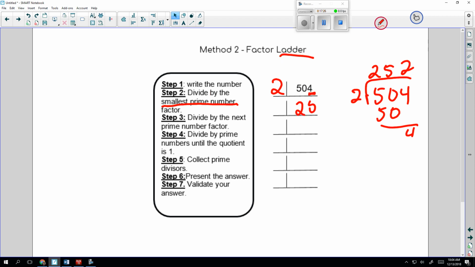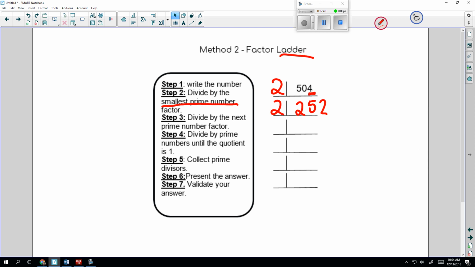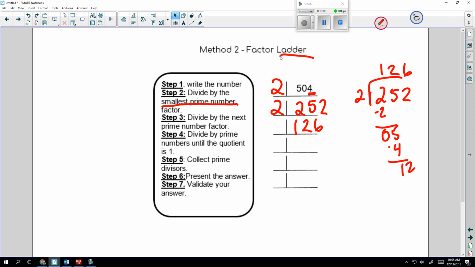252 times. Okay, so I do my division. And now what's the next prime factor? Well, this is still what kind of number? Even. Still even, so I can still divide by 2. So now I have to figure out, what's 252 divided by 2? Okay, so I get 126. Now tell me about 126. Still even, so I can divide by 2.